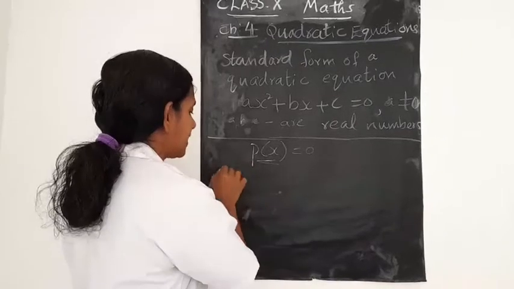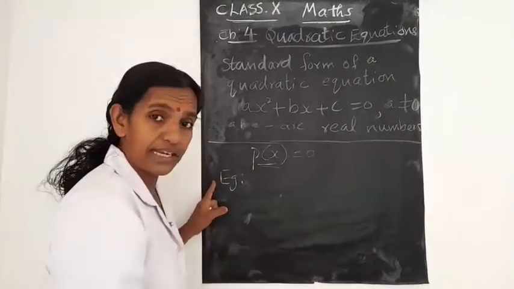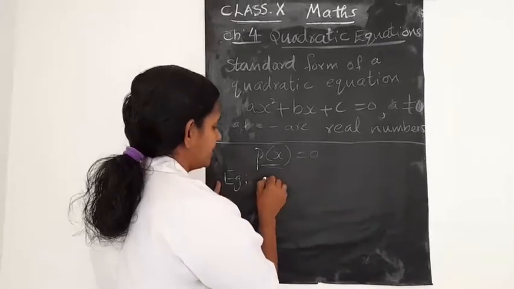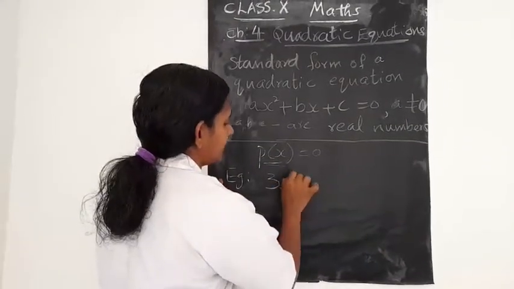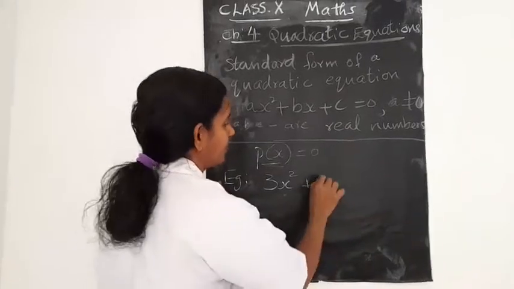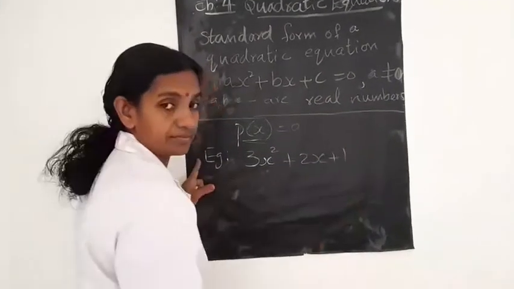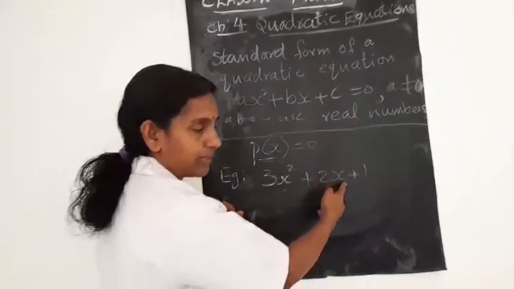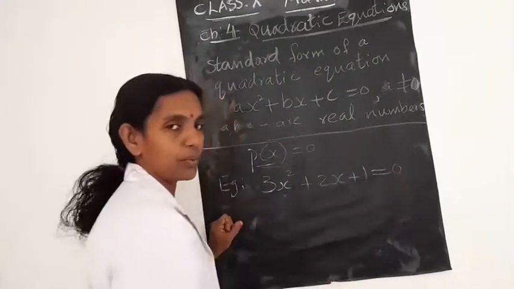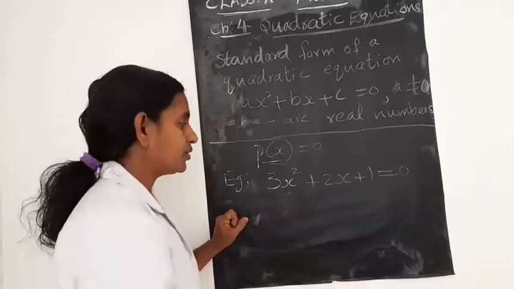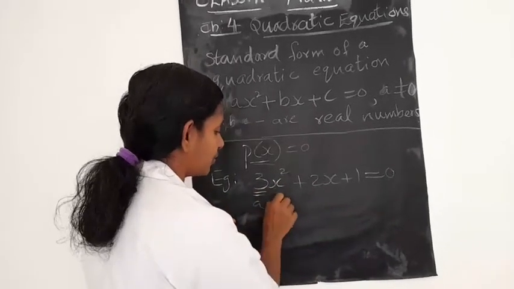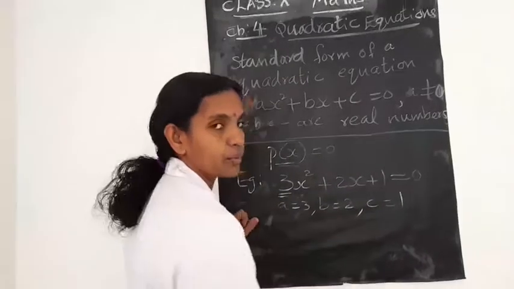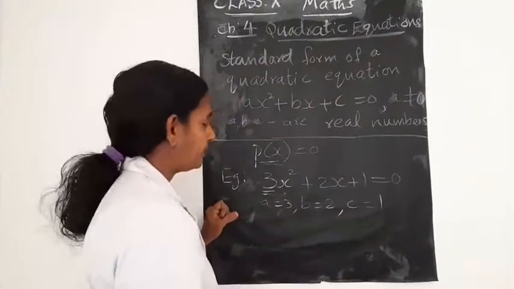Now we can see some examples. Can you say some examples? Yes, easily we can say. I'll give you one example: 3x square plus 2x plus 1. It's a quadratic polynomial that we equate to 0. So here the value of a is 3. What is b? 2. And c, the constant term, is 1.